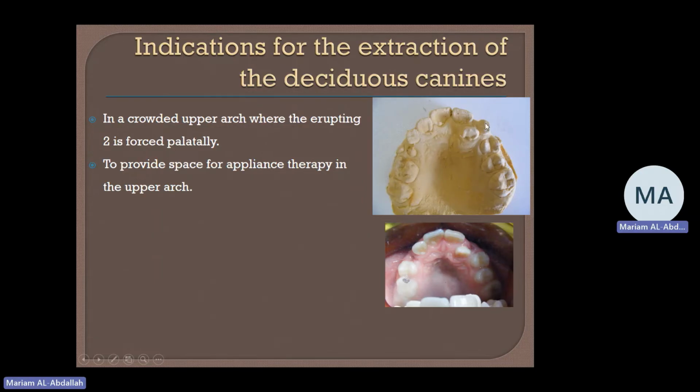I need space. So the decision was to extract both C's and then use a simple removable appliance with a Z spring in order to correct the crossbite on this tooth. And then we need to handle the crowding of the upper arch later on.